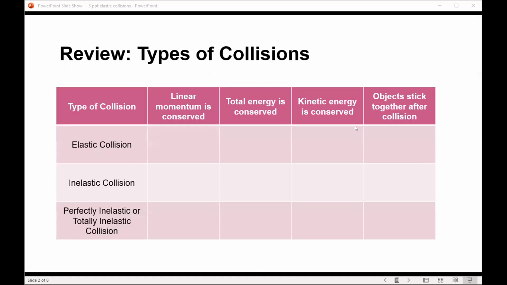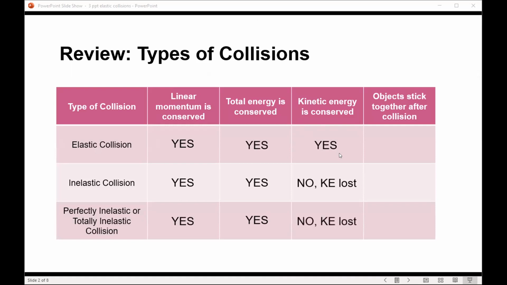So let's start by reviewing what we already know about the different types of collisions. We know that linear momentum is always conserved, and we know that total energy is always conserved. But it's an elastic collision in which kinetic energy is conserved. It's not conserved in any inelastic collisions. In fact, kinetic energy is lost in those types of collisions. And then we have the special kind of collision where the objects stick together, and that is called a perfectly inelastic or totally inelastic collision.